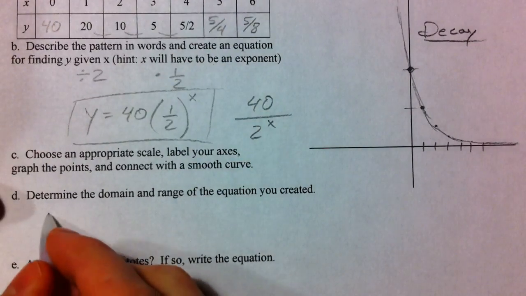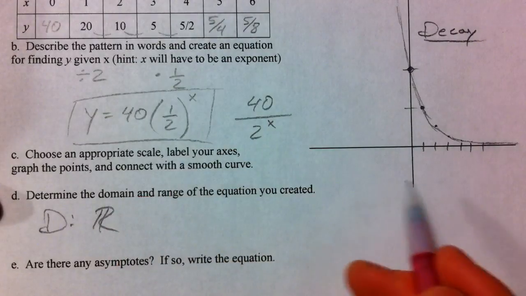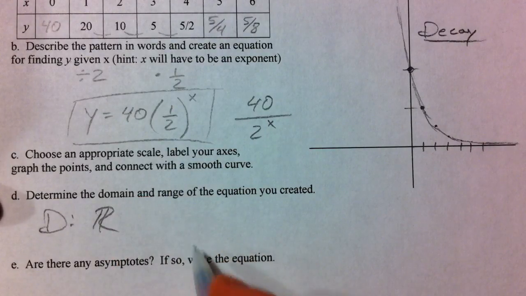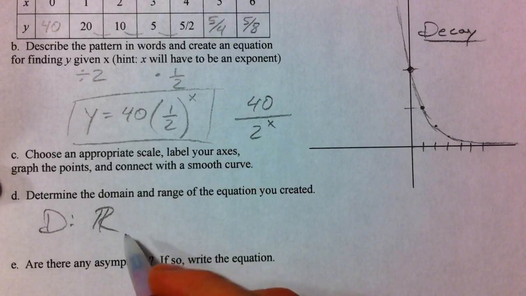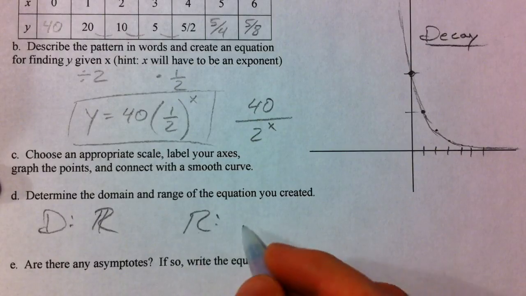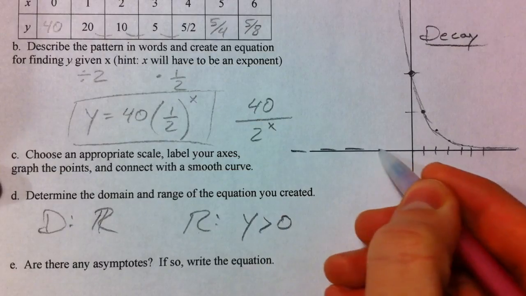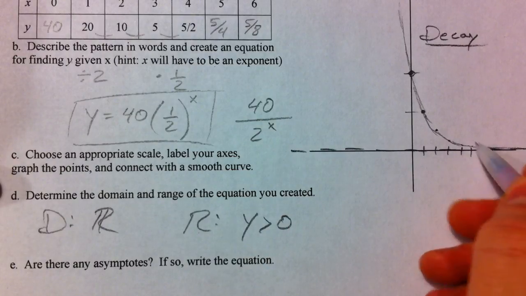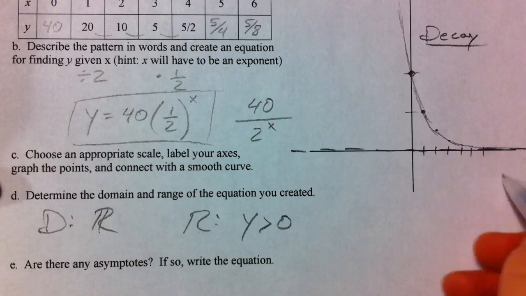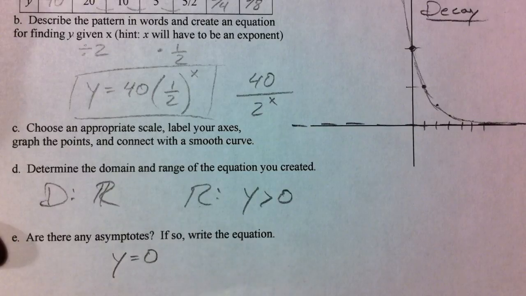And so determine the domain and range. Domain, again, is going to be all real numbers. Changing to 1/2, changing to decay didn't matter in that regard. We can still plug every single x in. Our range is the exact same thing again. We're going to be greater than 0 because all of our y values are getting close to 0 but not ever touching it, and you can't ever get a negative number. And so yet again, we get y equals 0 as an asymptote. So we'll go into a little more detail in the next video.